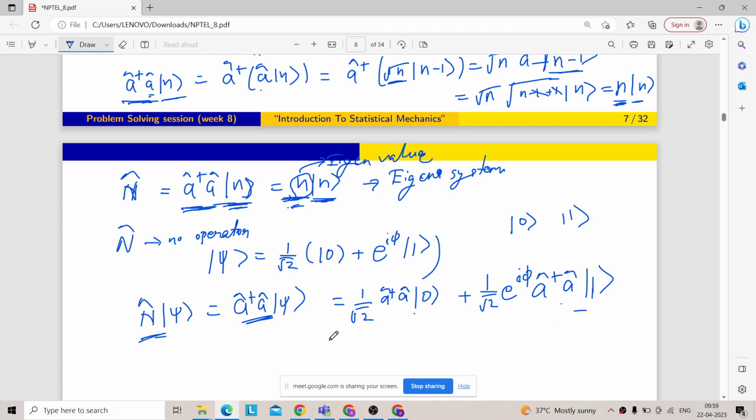So for the first case there are 0 particles in the system, so it will give eigenvalue 0. So the first term will be 0, 0 times the |0> eigenspace, so it's a 0.